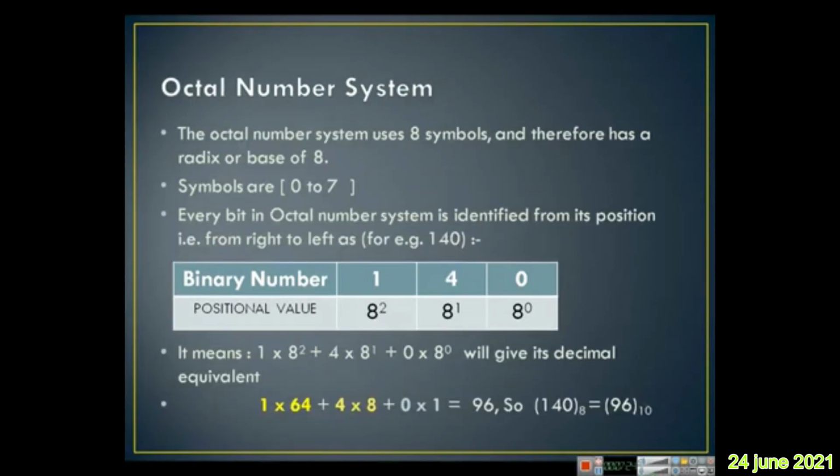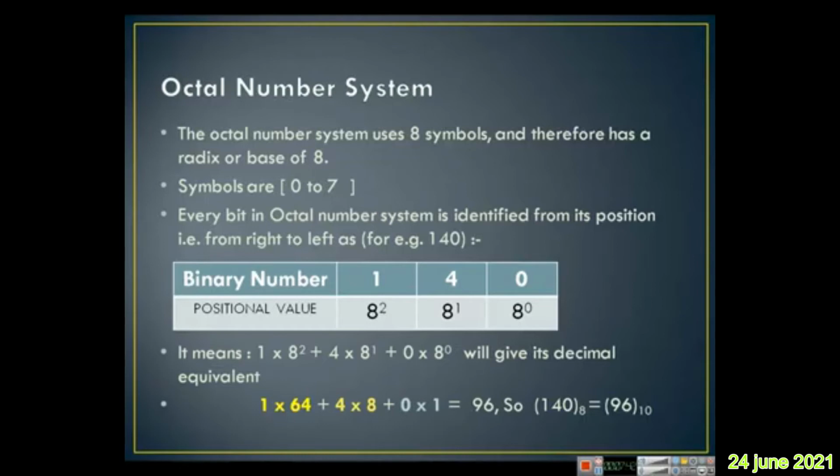Now, what about octal? It uses 8 symbols and the radix is 8, that is, the base is 8, and the symbols are from 0 to 7. Every bit in the octal number system is identifiable by its positional value from right to left.